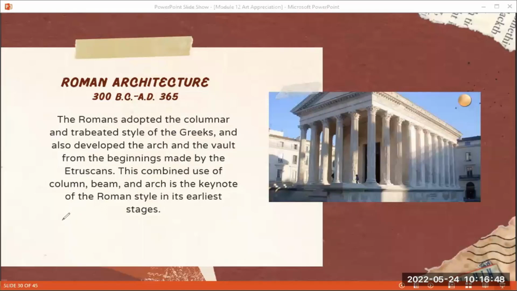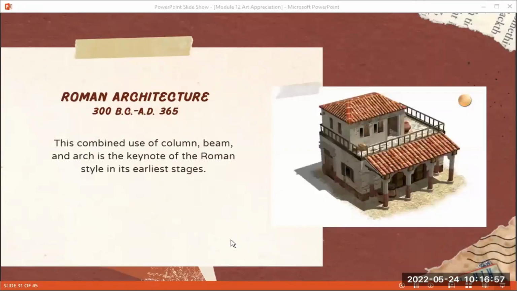Now, this combined use of column, beam, and arch is the keynote of the Roman style in its earliest stages. We have the column here, and there is a beam of the Roman architecture.